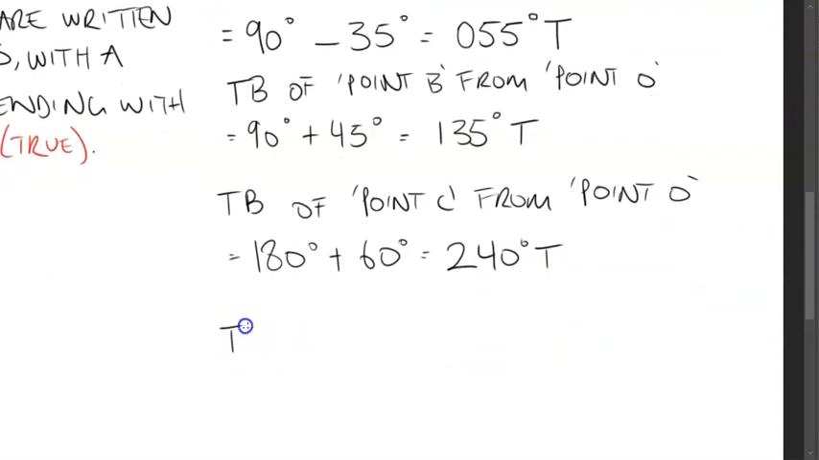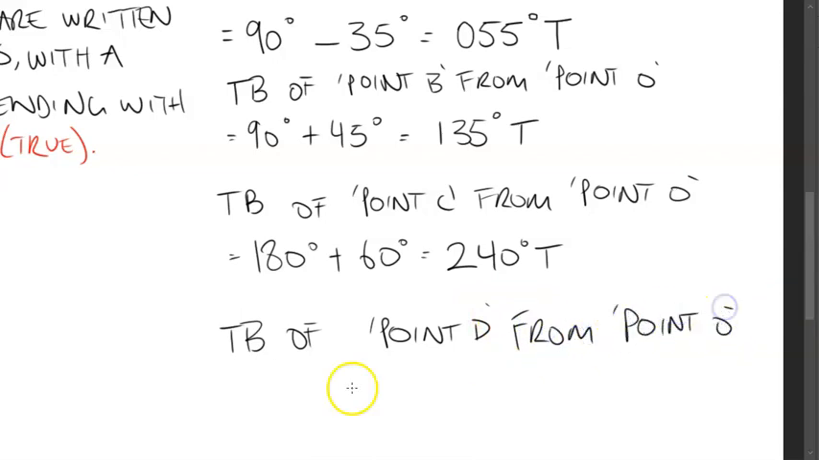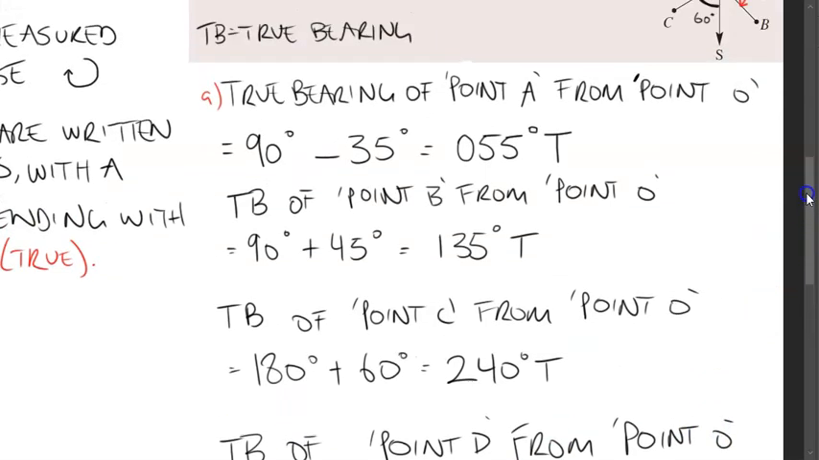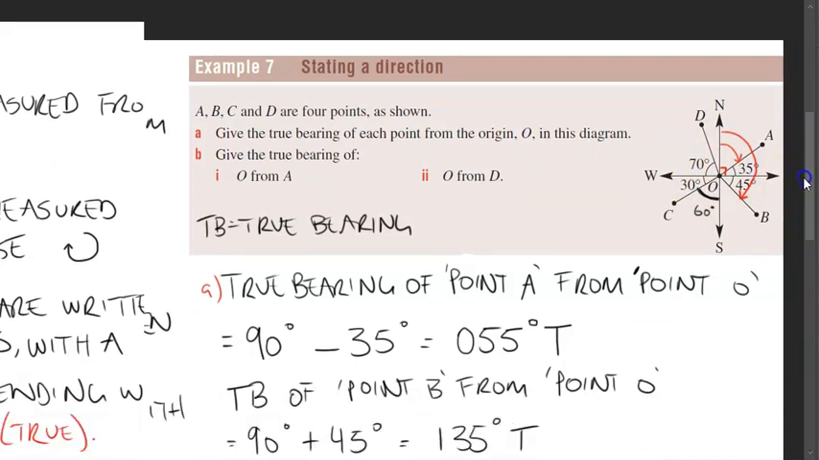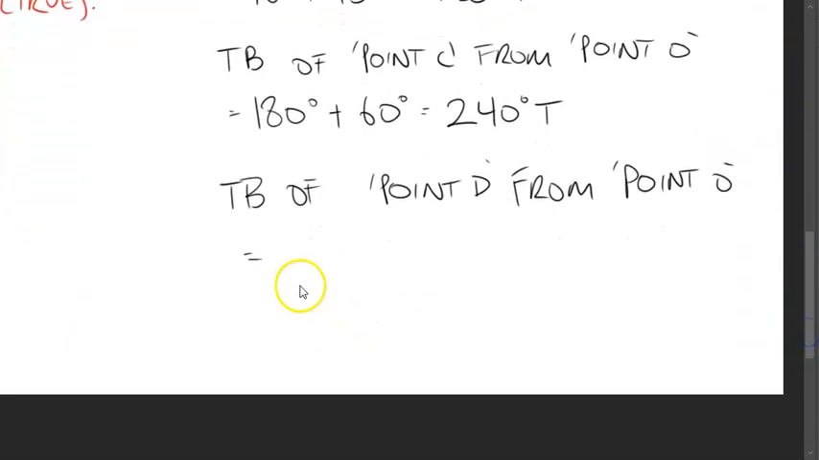And the fourth one, true bearing of point D from point origin. This is going to be equal to scooping all the way around: 90, 180, 270, plus an additional 70 degrees. So we're starting at true north, going all the way around, 90, 180, 270, plus 70. So this working out is 270.